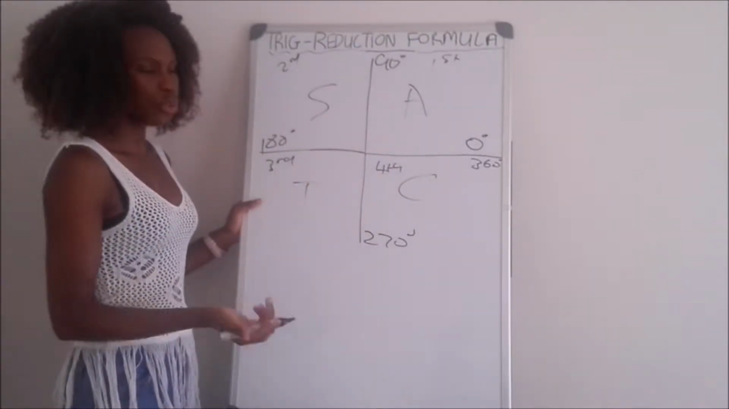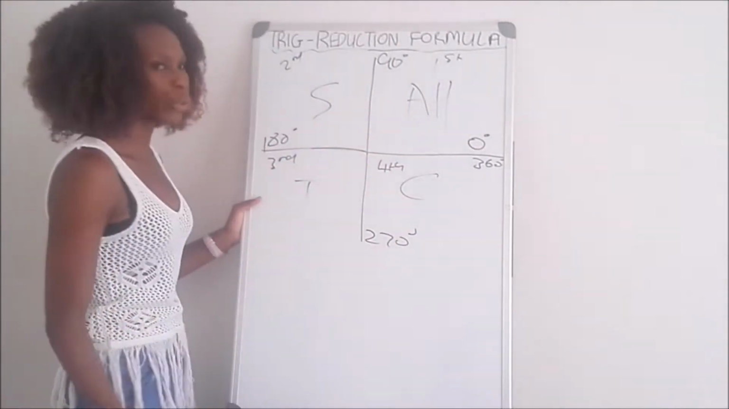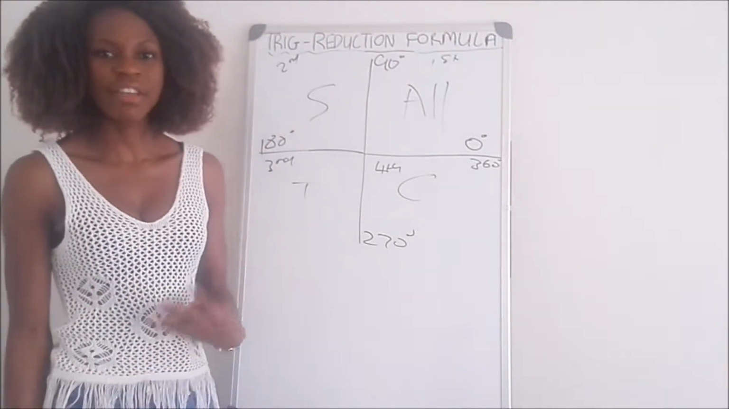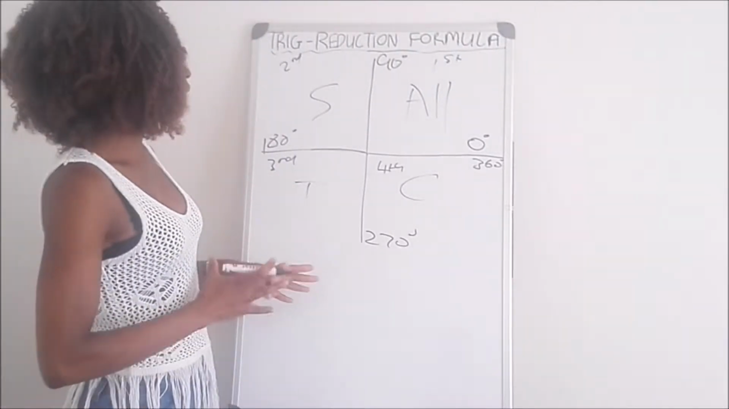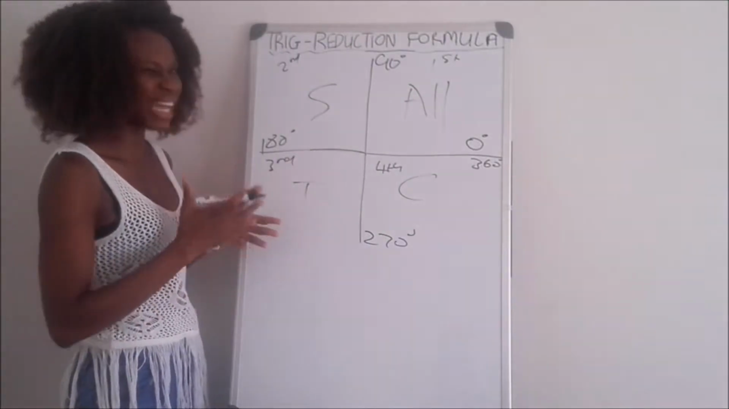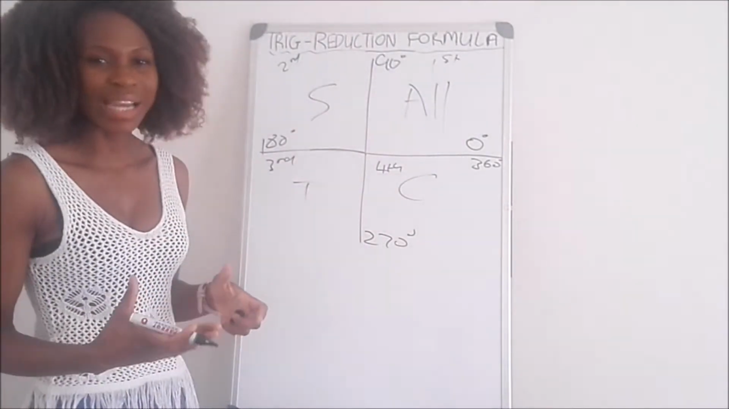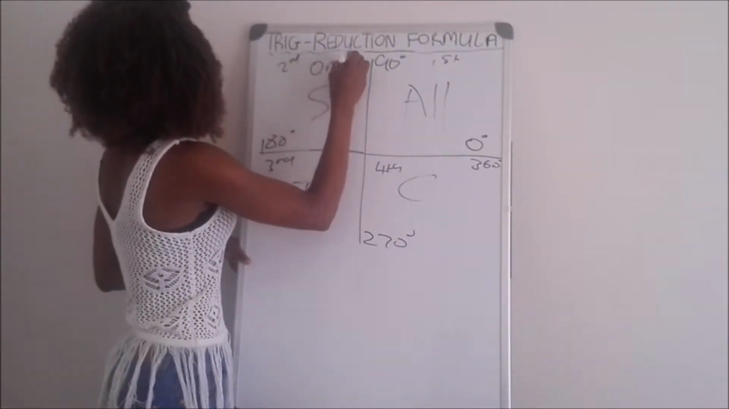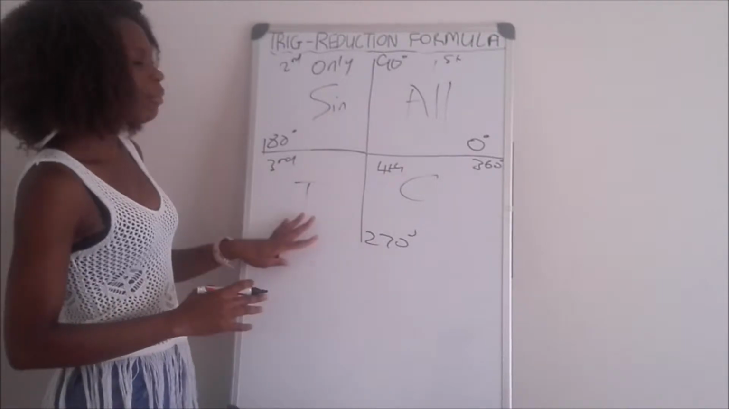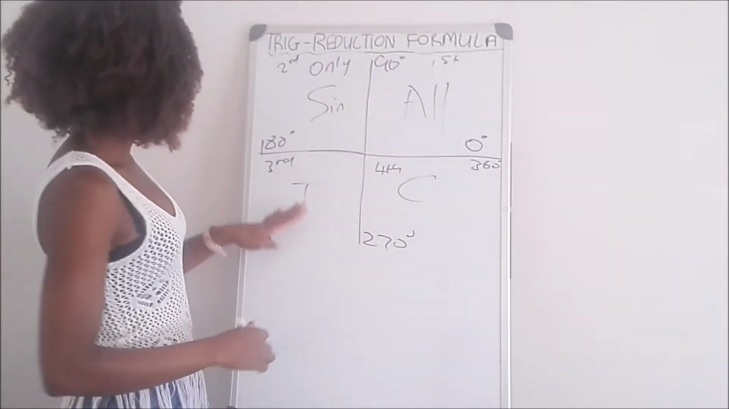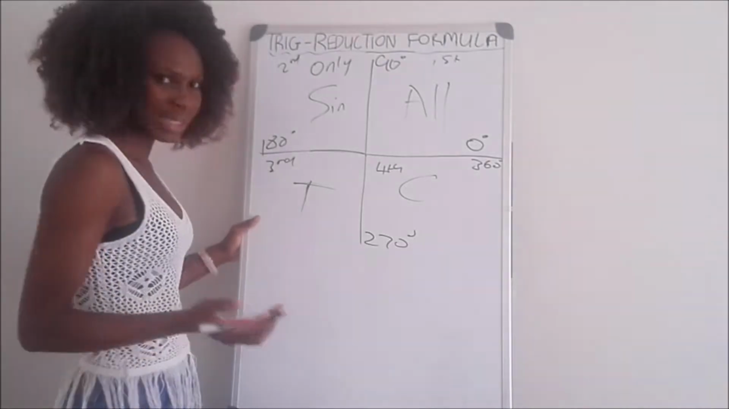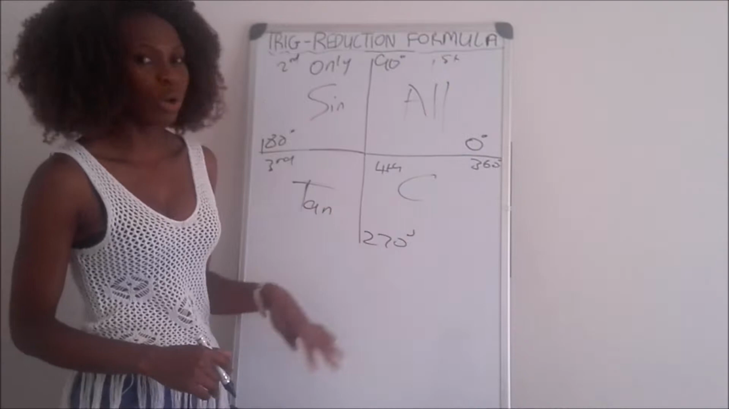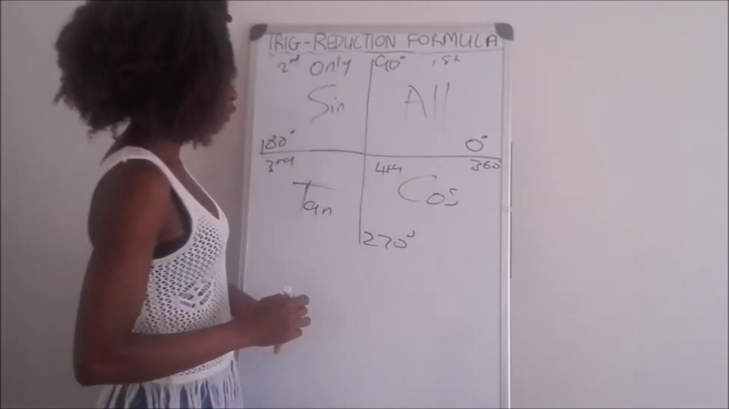In the first quadrant, all trigonometric ratios are positive. That means sine is positive, cos is positive, and tan is also positive. When we move to the second quadrant, we see S for sine, which means only sine is positive in this quadrant. In the third quadrant, it's T, which means only tan is positive. And in the fourth quadrant, only cos is positive.